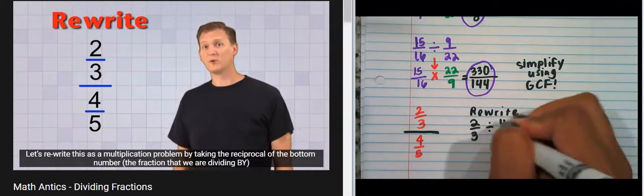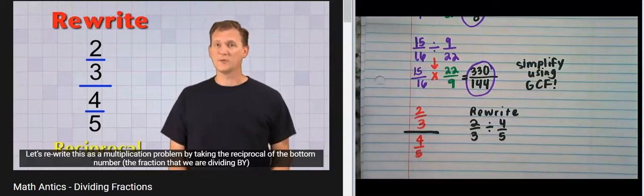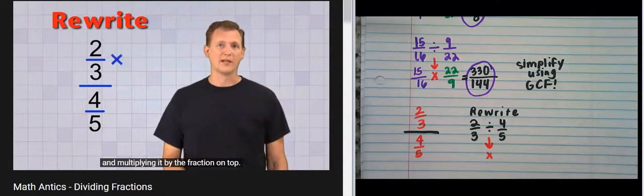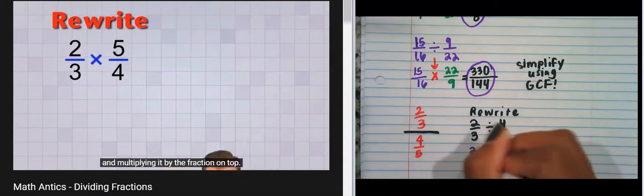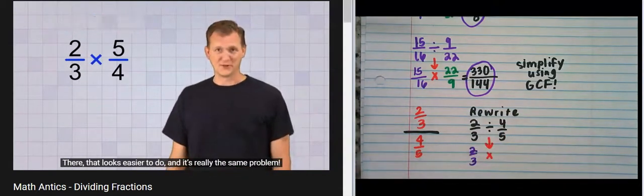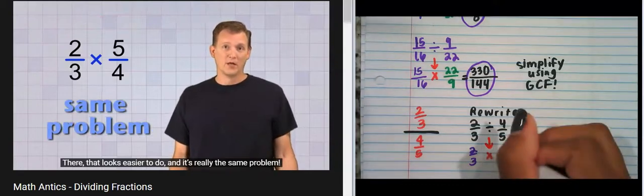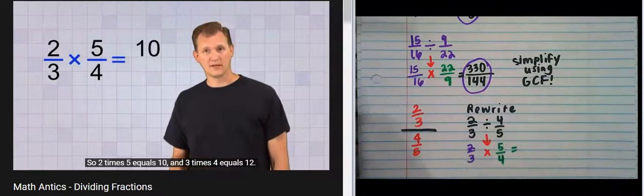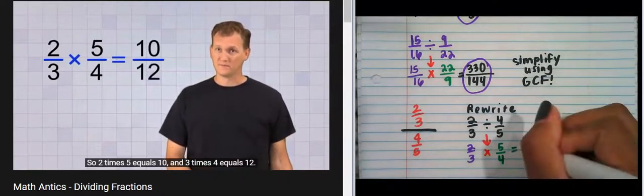Let's rewrite this as a multiplication problem by taking the reciprocal of the bottom number, the fraction that we're dividing by, and multiplying it by the fraction on top. There, that looks easier to do, and it's really the same problem. We just need to multiply to get the answer. So 2 times 5 equals 10, and 3 times 4 equals 12.